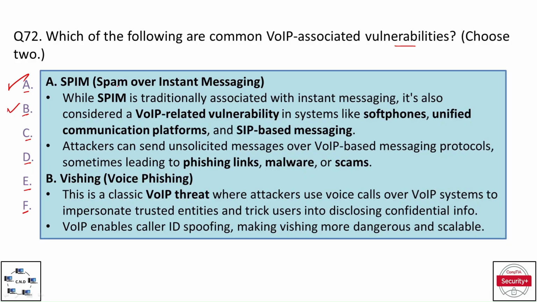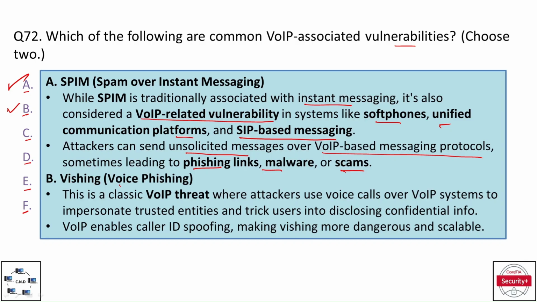So option A, spam, that is spam over instant messages. While spam is traditionally associated with instant messaging, it's also considered a VoIP related vulnerability in systems like softphones, unified communication platforms, and SIP based messaging, that is Session Initiation Protocol based messaging. Attackers can send unsolicited messages over web-based messaging protocols, sometimes leading to phishing links, malware, or scams.